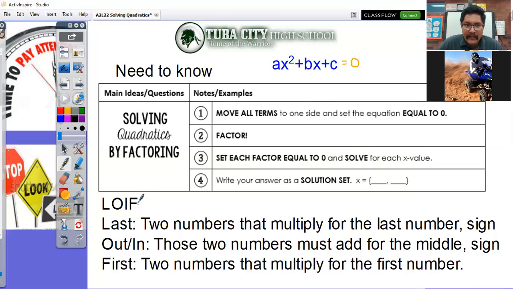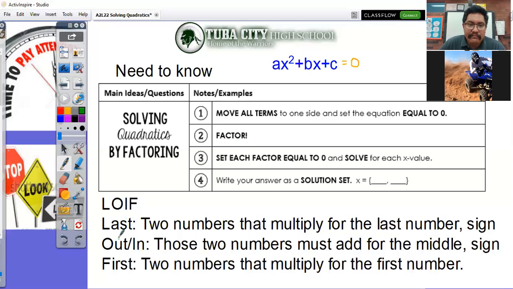So I'm going to do a quick rundown here because I didn't really write it down, so it's written down now. How to use the LOIF method, as I call it. To do this, we start from the left and go right. The first thing we do is the last number. We look at the last number, which is usually this c value, and we think what 2 numbers can multiply to get c. But we also have to take into consideration the sign, right? That sign is important because you need to know what signs will go in the bubbles.